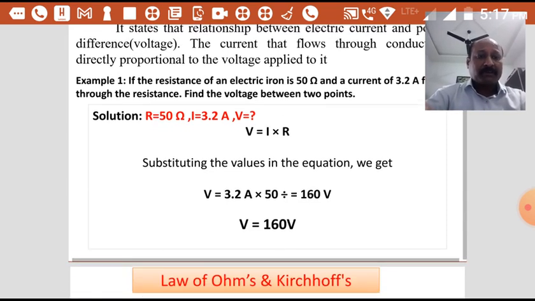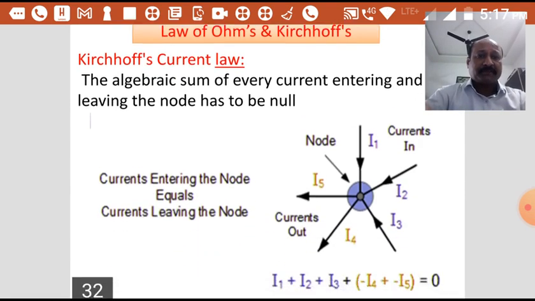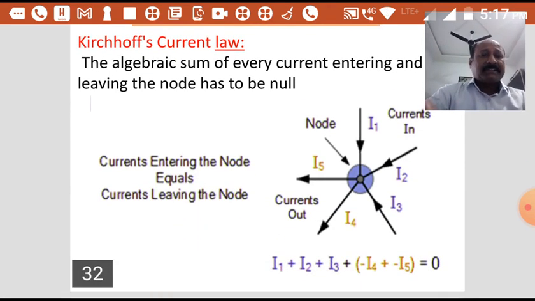Then laws of Ohm's and Kirchhoff's. So what is Kirchhoff's current law? The algebraic sum of every current entering and leaving the node has to be null. Or what is another statement? Current entering the node equals current leaving the node. Incoming current equals outgoing current, or the algebraic sum of incoming current equals outgoing current.